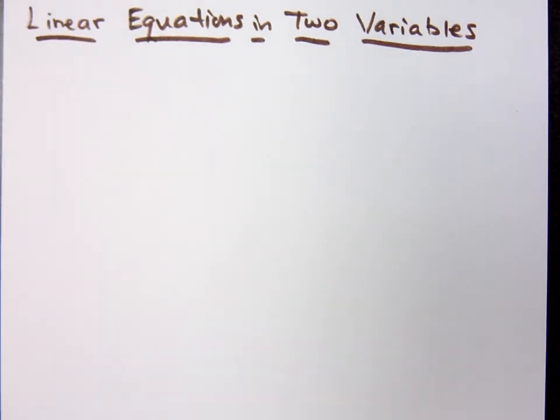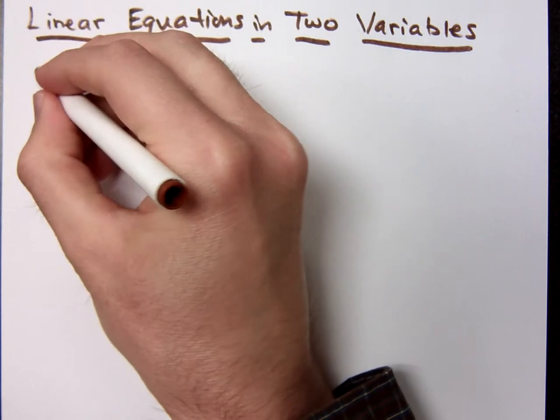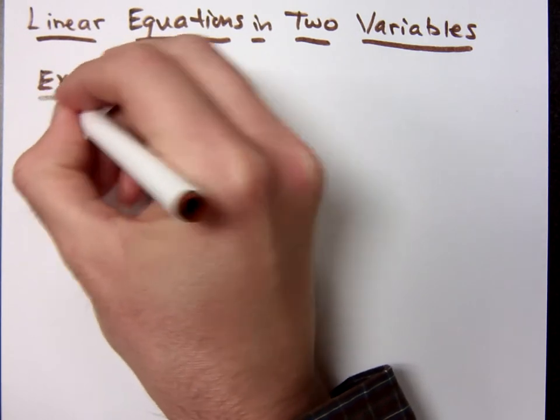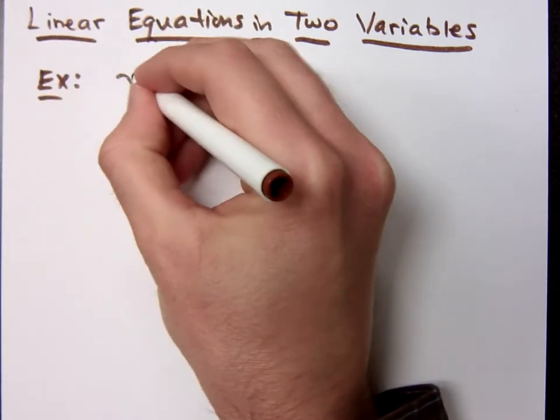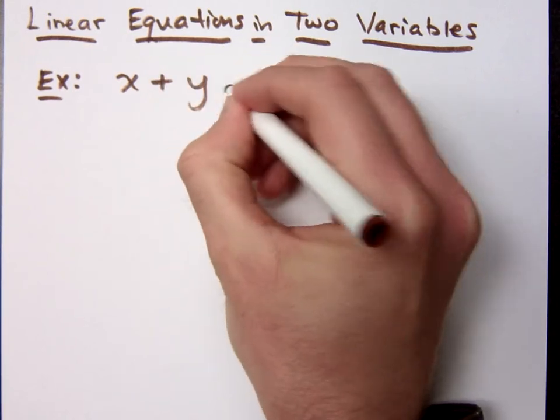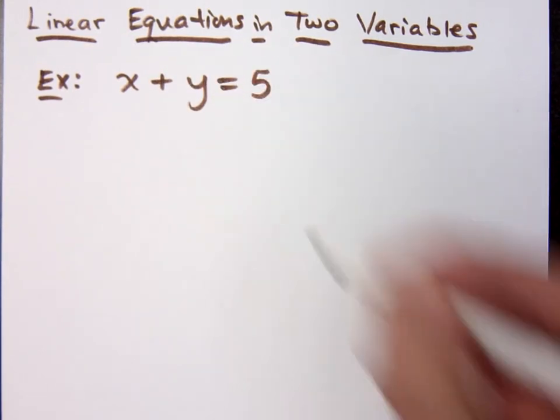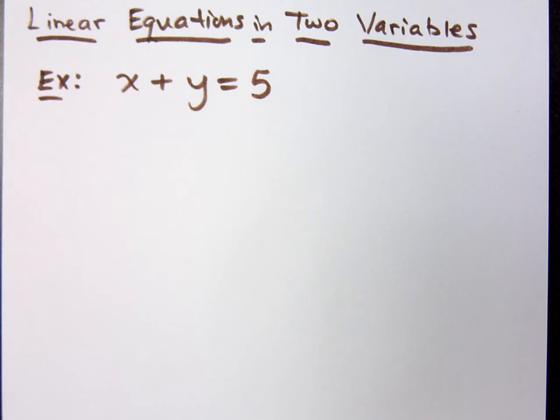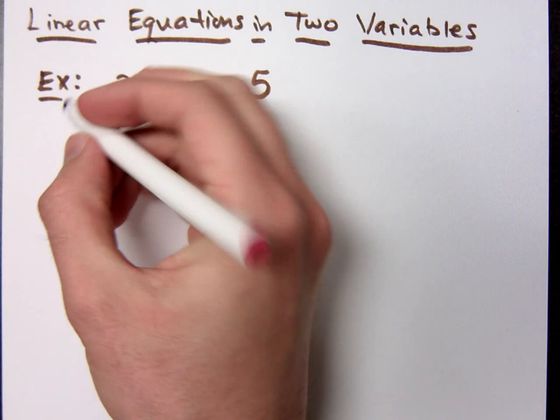We're going to talk about linear equations in two variables. If I gave you this example, x plus y equals 5, this is an equation that's in two variables. I've got x and y. Now we need to talk about what this means and what solutions mean, because we talk all the time about solving equations. So what does it mean to be a solution?